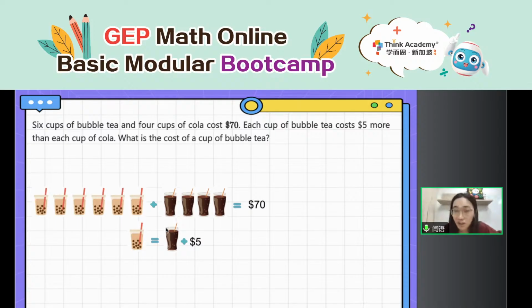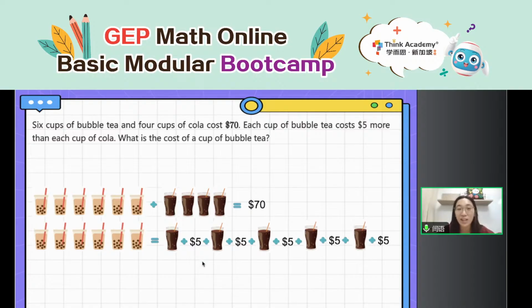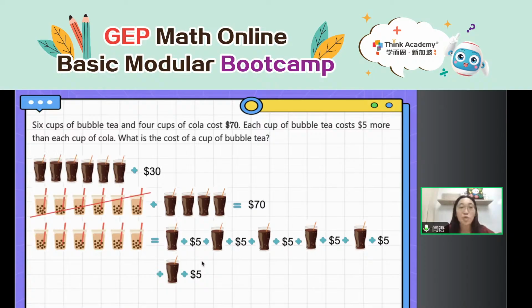For the first equation, you can see there are 6 cups of bubble tea. Well, 1 cup is equal to 1 cup of cola plus $5. What about the 2 cups? That is plus another cola and another 5. And what about the 3 cups of bubble tea? That is another cup of cola and another $5. So following this, let's have a look. How many cups of cola and how many $5 are there for 6 cups of bubble tea? Good job. It should be 6 cups and plus $30.